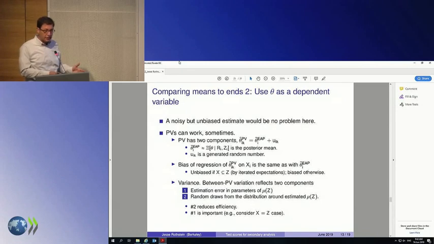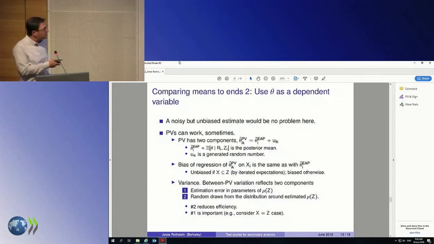And one way to see that is to imagine the case where our x is aligned exactly with the z's that we're using in the model. If we just use the posterior means from the data set and ran a regression of that on z, we would get an r squared of 1. But that's not because the true r squared is 1. It's because that's the only variation that's left.